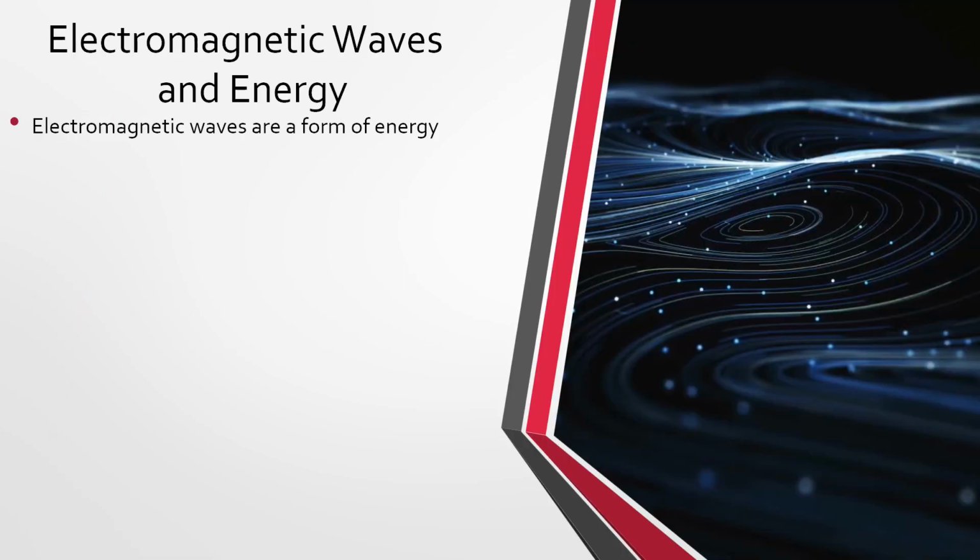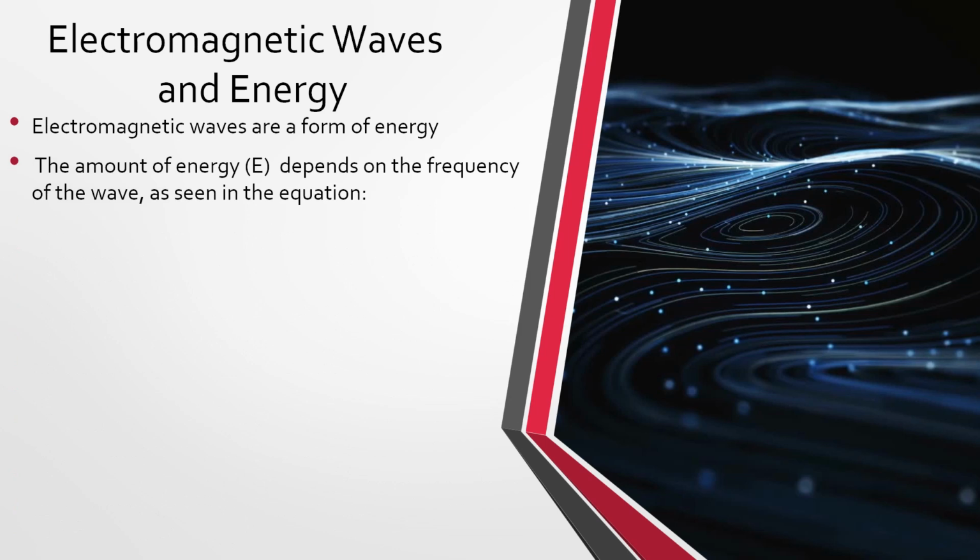So we'll talk about electromagnetic waves and energy. As stated before, electromagnetic waves are a form of energy. The amount of energy depends on the frequency of the wave, as seen in the equation: E, which is energy, equals frequency times h. H is Planck's constant, and the form of Planck's constant that we need is equal to 4.135 times 10 to the negative 15 electron volts seconds. The unit is electron volts times seconds.